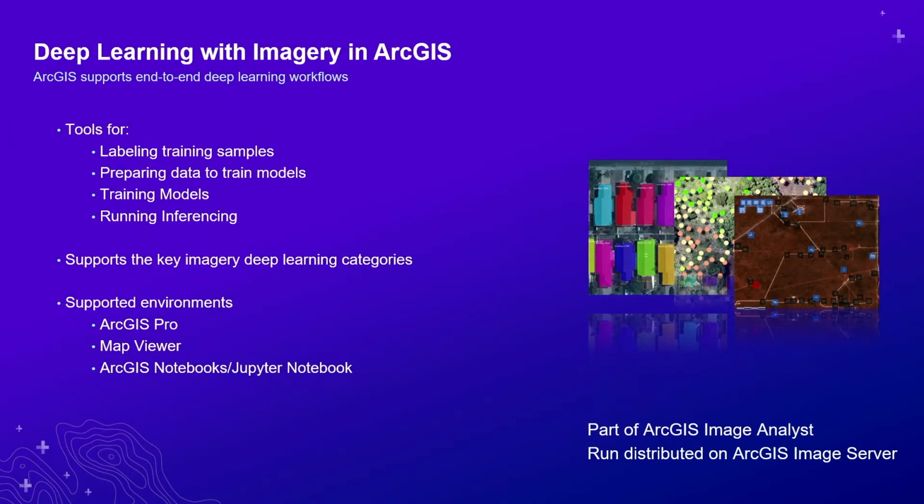Now, ArcGIS supports end-to-end deep learning workflows. We have tools for preparing training samples, prepping data to train models, model training tools, and tools to perform inferencing. We support the four key categories of deep learning that I just talked about. That's pixel classification, object detection, instance segmentation, and image classification. We will be showing you examples of all of these through both ArcGIS Pro and Notebooks. And lastly, you can run all of these deep learning tools using ArcGIS Pro, the map viewer, or using Notebooks.